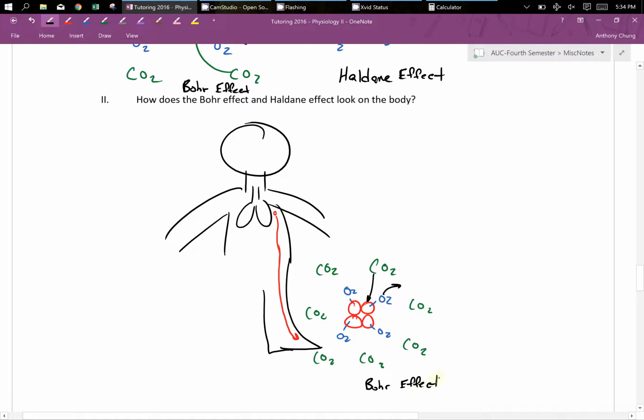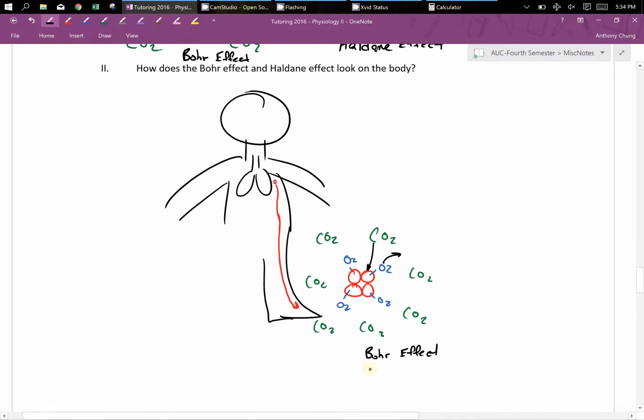And Bohr effect, let me just make sure that your notes are good. So the Bohr effect is, you can think of it as the effect of CO2 on the carriage of oxygen.